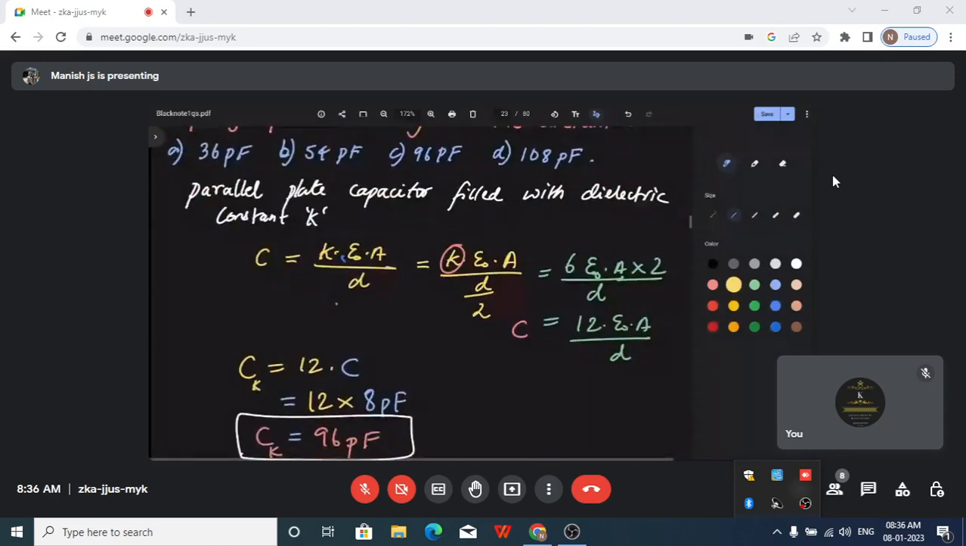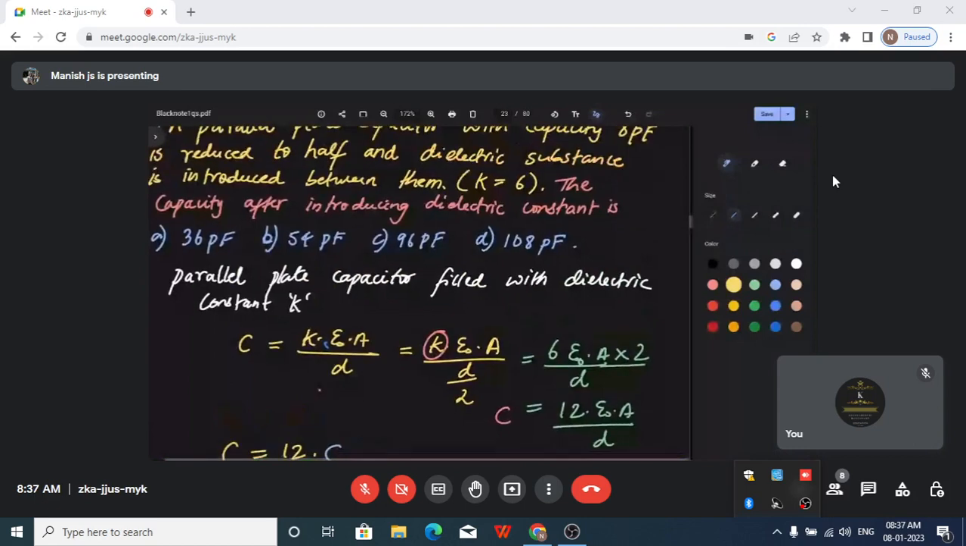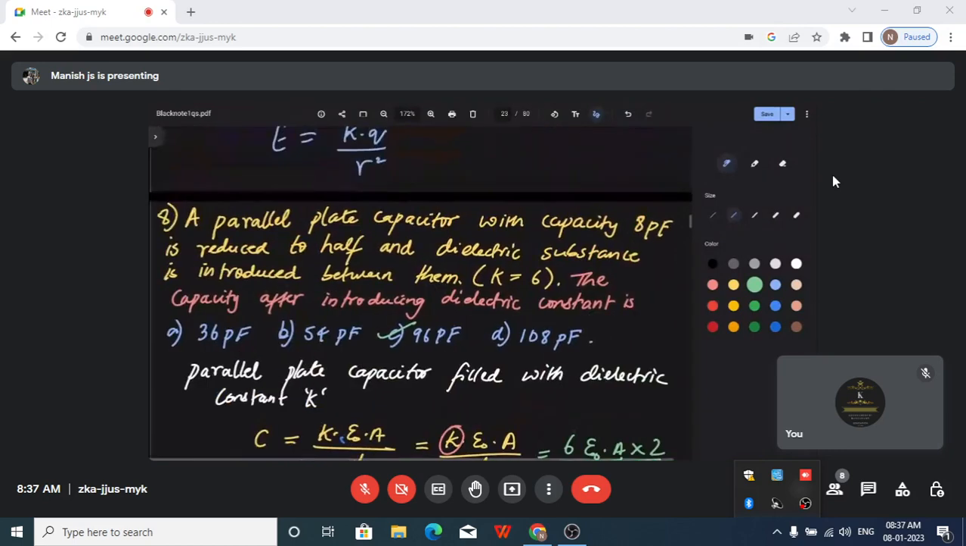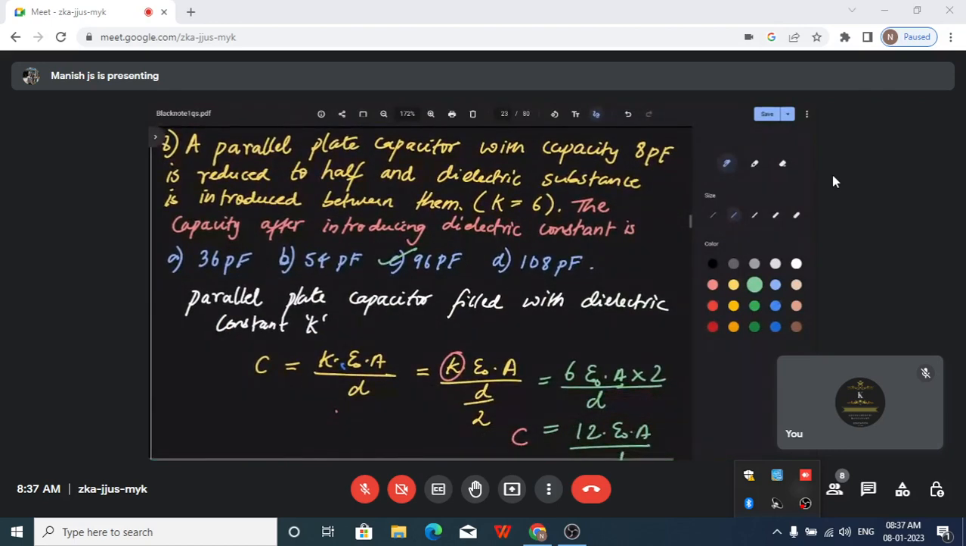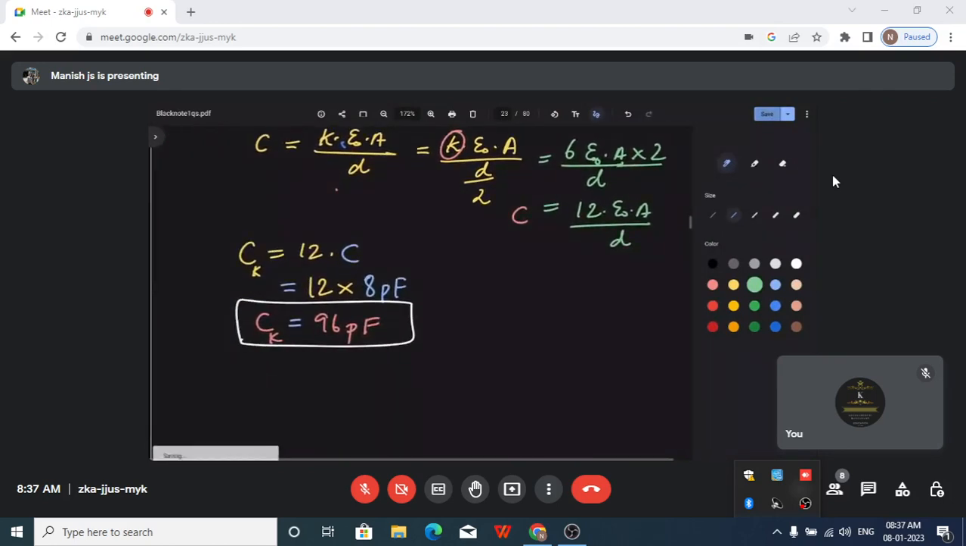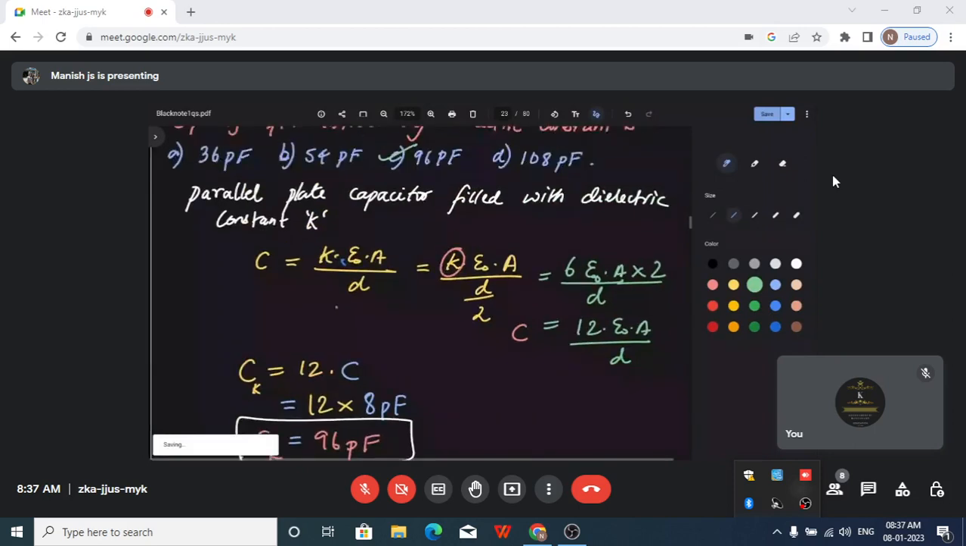So this is how you approach these types of questions. The correct answer for this question is option C. So the third one is the correct option. So this is how you solve these types of questions. Okay, so now we are moving on. We'll go to the next model.